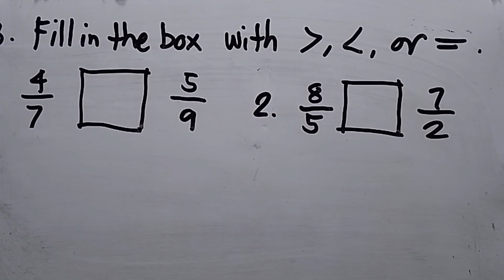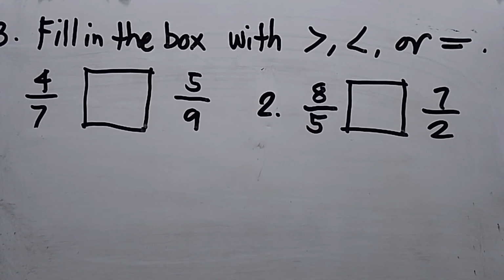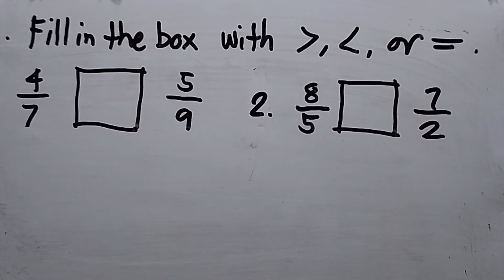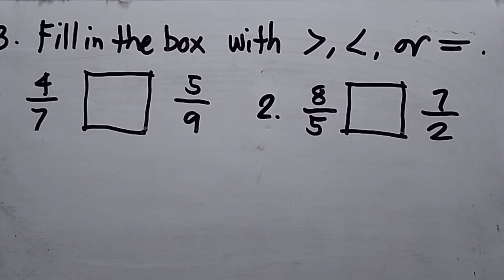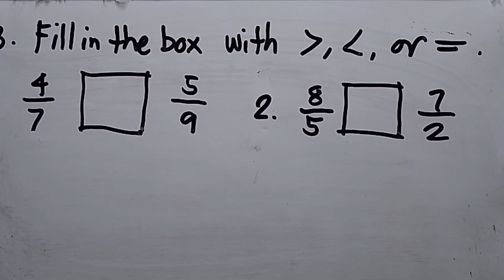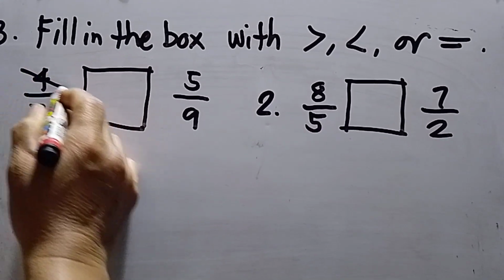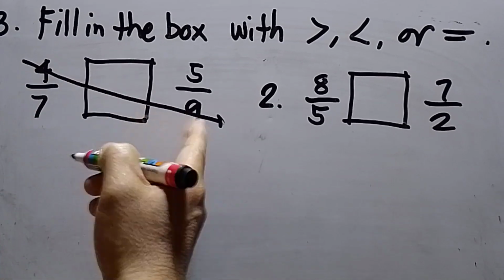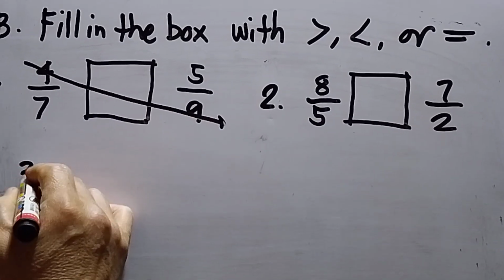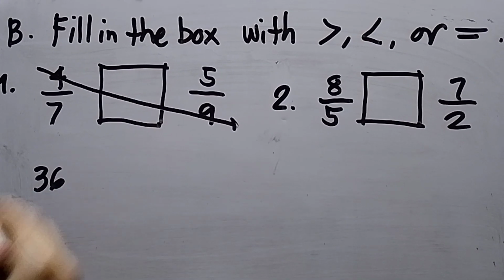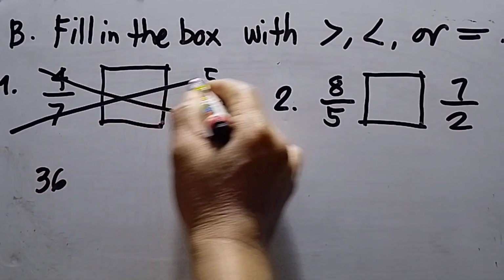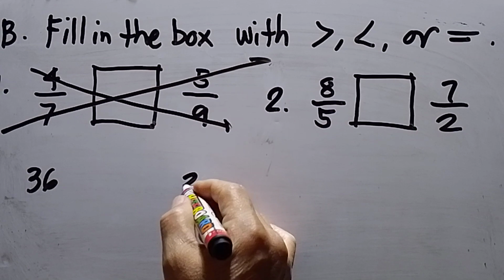For number 1, I have here 4 over 7 at the left side, and at the right side, 5 over 9. So to solve this one, it's a matter of cross multiplication. So I need to cross multiply this one. 4 times 9 is 36. So 36 should be placed at the left side. And 7 times 5 will be equal to 35.